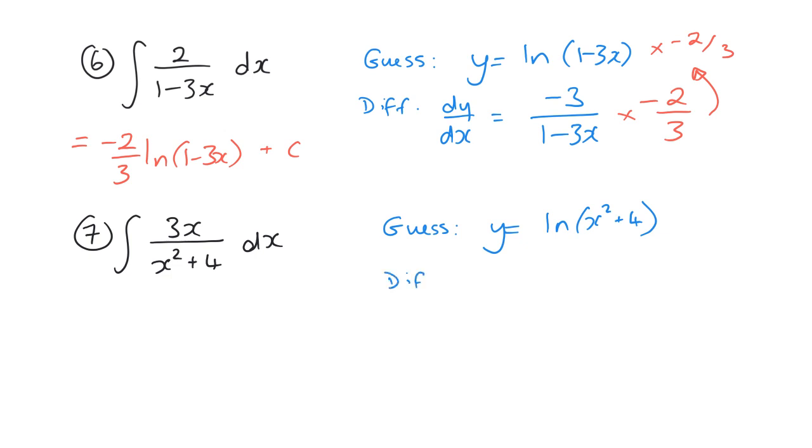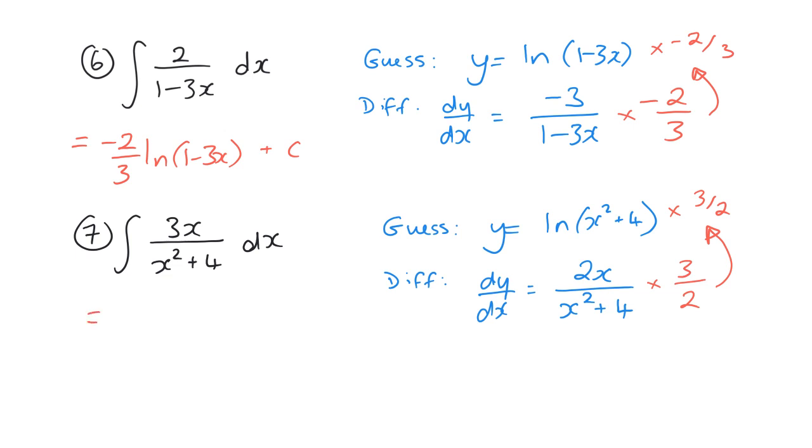So when we differentiate, we get 1 over x squared plus 4, and then differentiate what's in the brackets, and we get 2x. So again, I want to get rid of that 2 and get a 3 in there. So it's multiplied by 3 over 2. So that's what we'll have to do to our guess. So we get 3 over 2 ln of x squared plus 4. And remember your plus c.